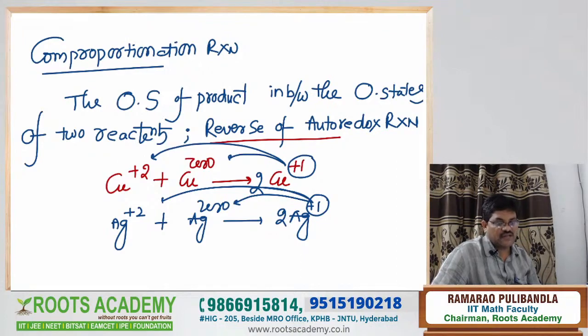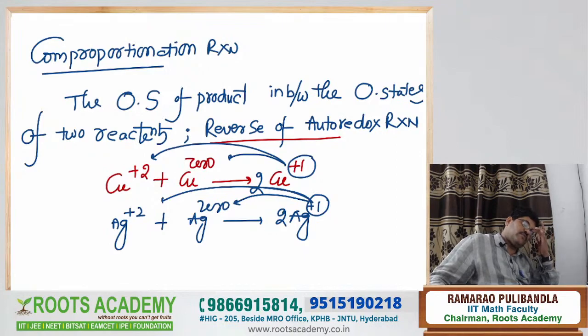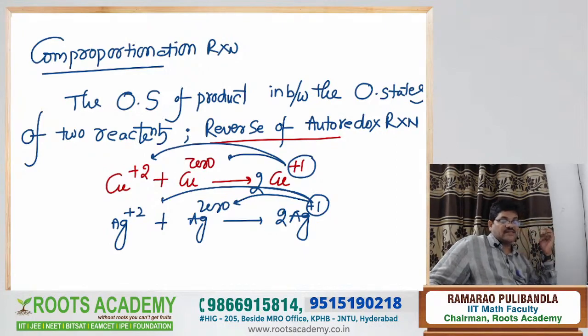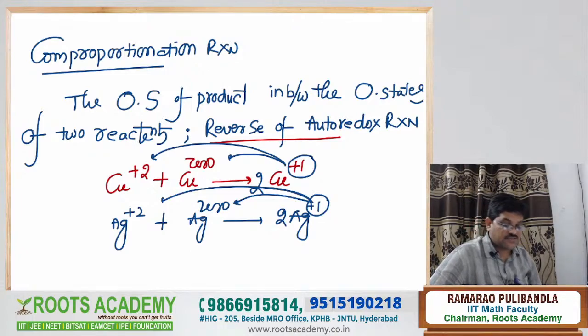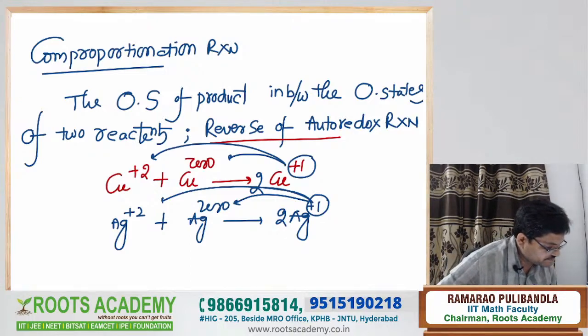Simple logic. Repeat once again. The oxidation state of the product is in between the oxidation states of the two reactants. That means it is the reverse of the auto-redox reaction. The oxidation state of copper plus 1 in between plus 2 and 0, the oxidation state of silver plus 1 in between 0 and plus 2, is an example of the reverse of disproportion, called comproportional reaction.